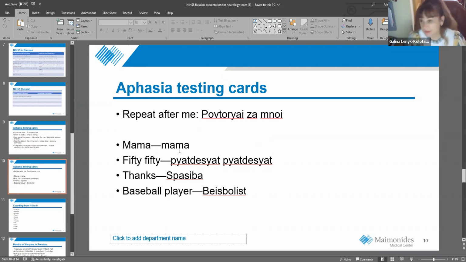So mama is going to be the same thing. Mama is mama. 50-50, it's hard. 50-50 is very easy in English, but in Russian, 50-50 is hard to say for a Russian speaker. And thanks, it's спасибо. You probably all heard of it. A lot of thanks, спасибо. And baseballist is baseball player.